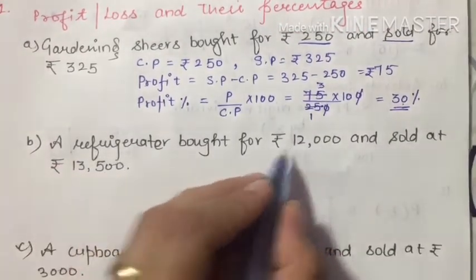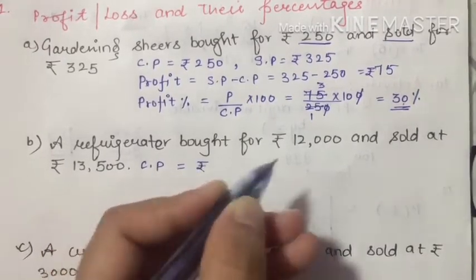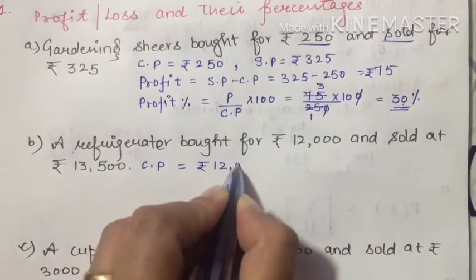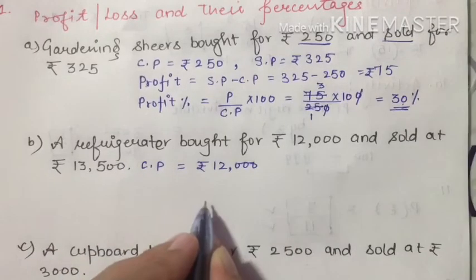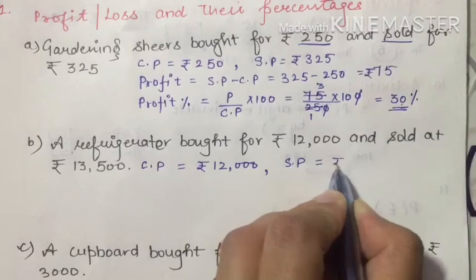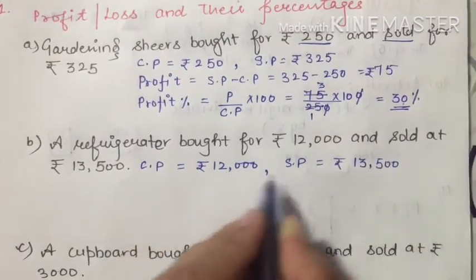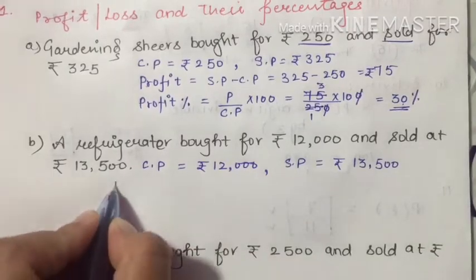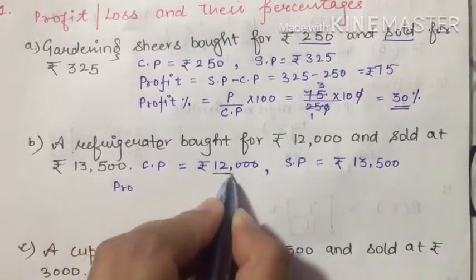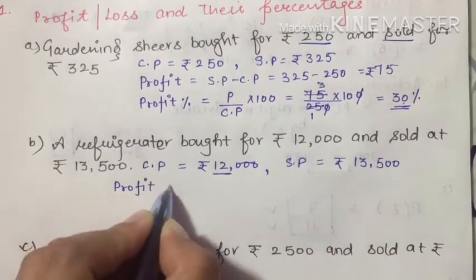Part B: a refrigerator bought for rupees. Here I will write CP of refrigerator. I have purchased the refrigerator for rupees 12,000, and I have sold the same refrigerator for rupees 13,500. Obviously if I compare, I can see I am getting profit. CP is less, SP is more, that means profit will occur.